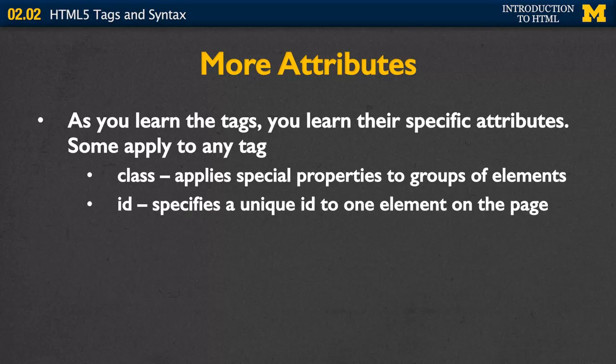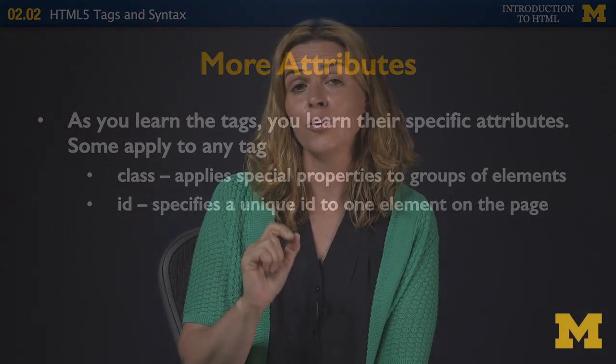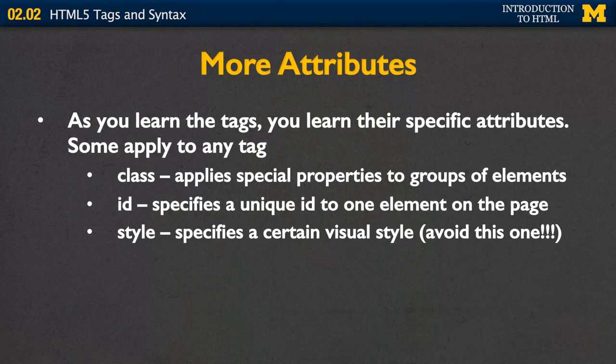IDs specify a very unique ID to just a single element on the page. And you're going to want to do this if you want to link back to it, or if later you want to apply JavaScript to it. But ID says, hey, this is a special part of the page, you're not going to find anything else like it. Style is an attribute that used to be very widely used. Style lets you apply visual style. So you could put in special colors or spacing and things like that.